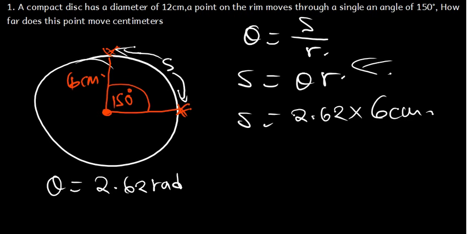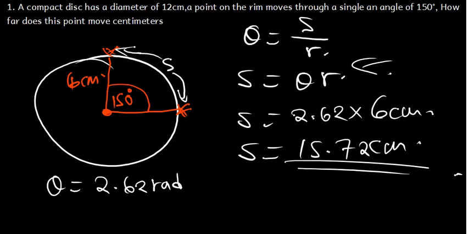So if I use the direct method, I'm going to find that my arc length is going to be 2.62 times 6, which is 15.72 centimeters. I've done it directly because the question is asking me to find the answer in centimeters, and I also know that the arc length is in centimeters. Okay, but if I want, I can convert, but I'm going to find the same answer. Let's see if we're going to find the same answer.